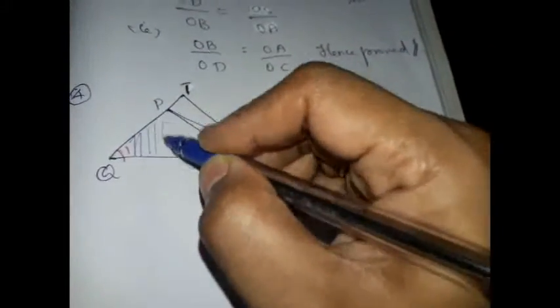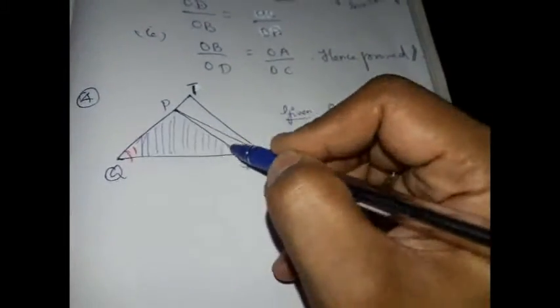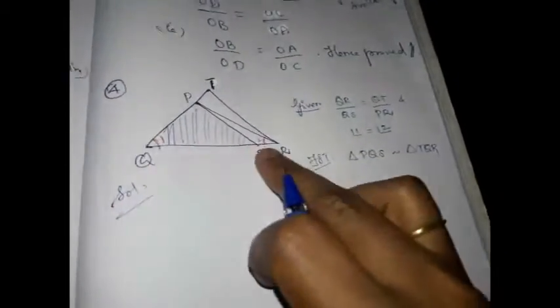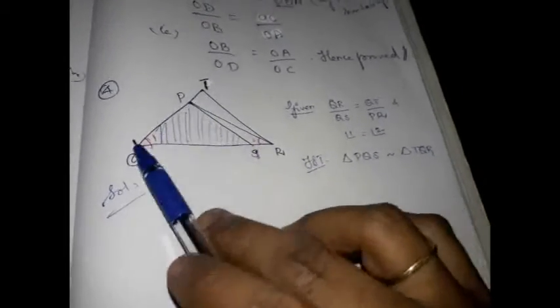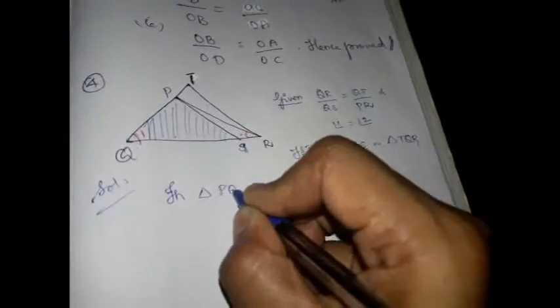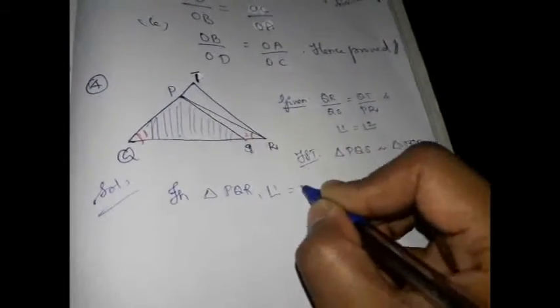They asked you to show that triangle PQS is similar to triangle TQR. Triangle PQS means which triangle? This triangle. TQR is this full bigger triangle. Right? How can we solve this now? See, it is given in the question angle 1 equals angle 2. Angle 1 and angle 2 lie in the triangle PQR, right? So in triangle PQR, angle 1 equals angle 2.